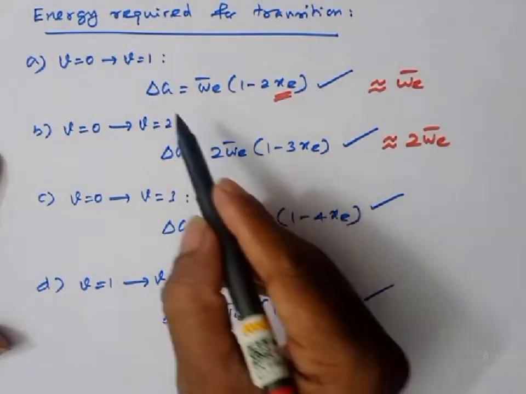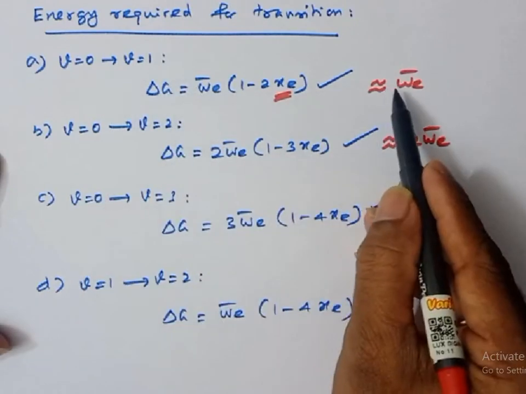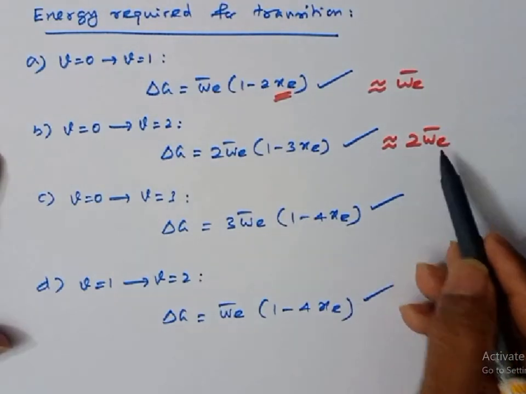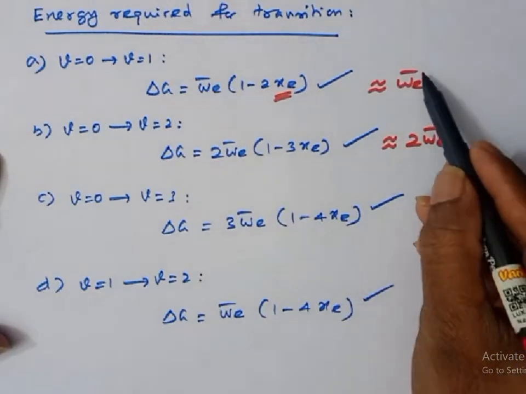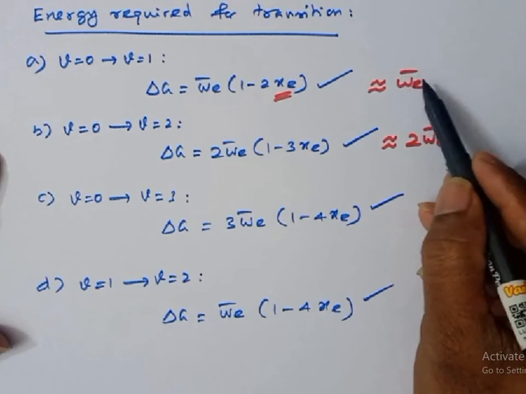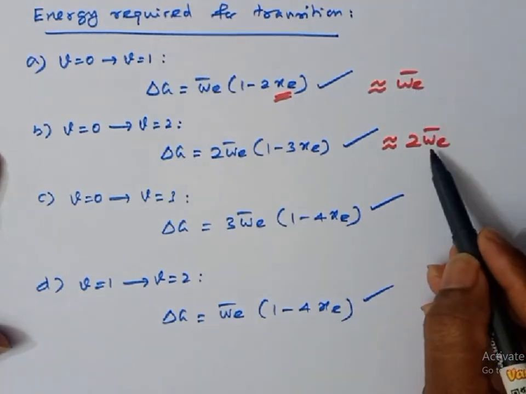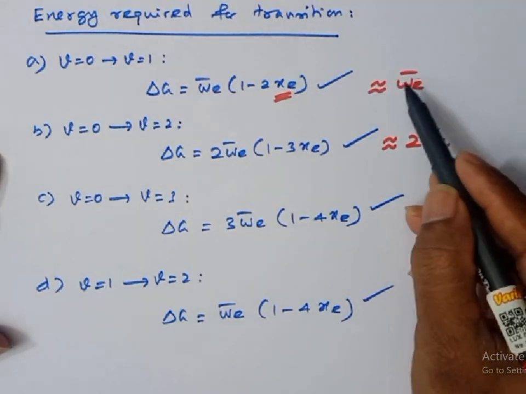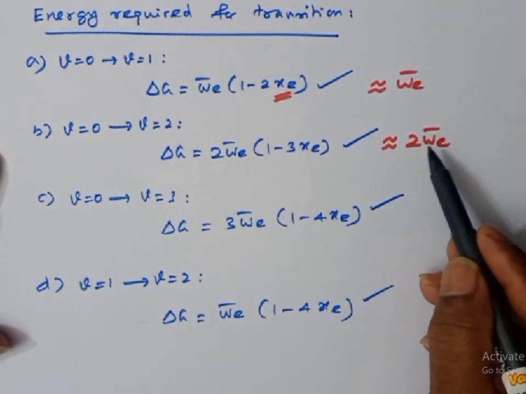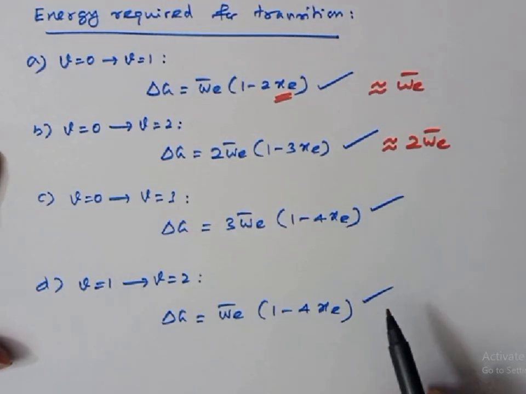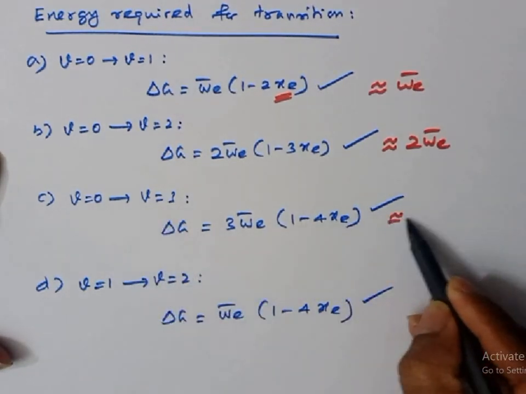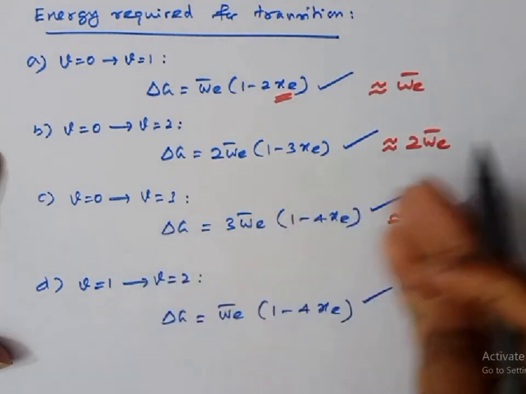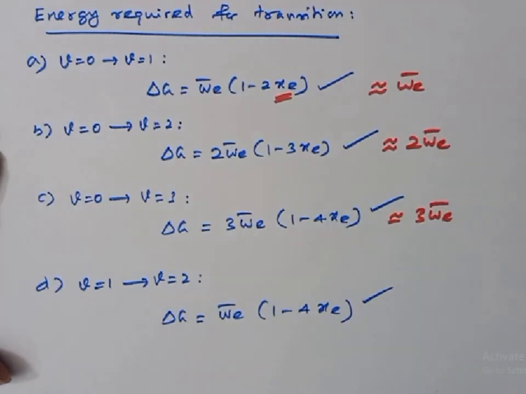See, the energy required for the fundamental transition is just omega_e bar, whereas the energy required for the first overtone transition is twice omega_e bar. That means this transition requires low energy radiation, and this transition requires high energy radiation, or it will absorb radiation at low frequency, and this will absorb radiation at higher frequency. That's the meaning. Similarly, the 0 to 3 transition is roughly equal to 3 times omega_e bar. So the second overtone transition will appear at higher frequency compared to the first overtone.